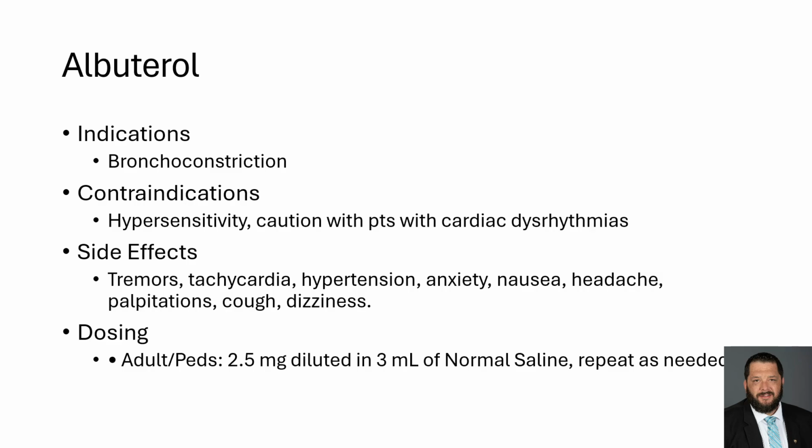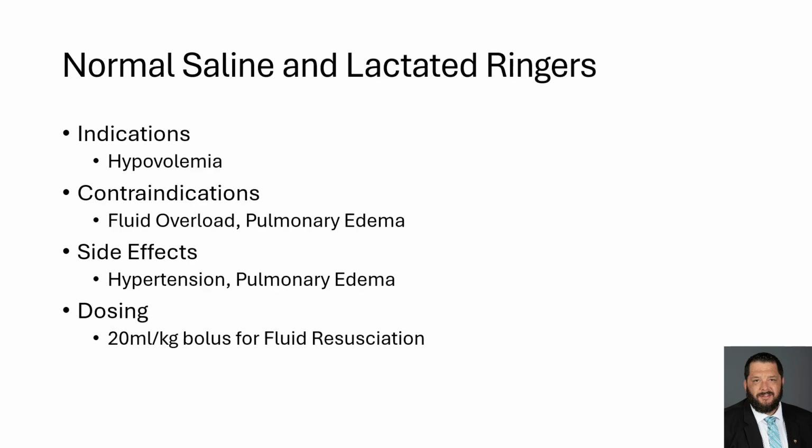Albuterol. This is a beta-2 agonist, and its indication is bronchoconstriction, most commonly seen in patients with exacerbation of COPD or asthma. Contraindications for this medication include hypersensitivity, and use should be given in caution with patients with cardiac dysrhythmias. Side effects include tremors, tachycardia, hypertension, anxiety, nausea, headache, palpitations, cough, and dizziness. Dosing is 2.5 milligrams diluted in 3 milliliters of normal saline, typically administered through a nebulizer, and repeat as needed. Most preparations of this medication come pre-mixed.